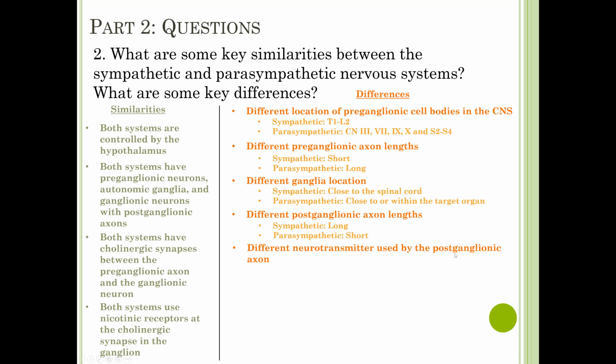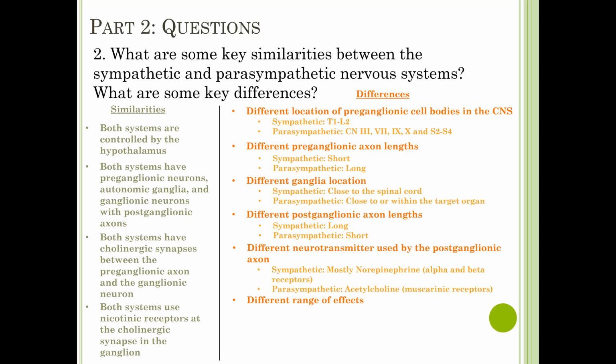Different neurotransmitters are used by the postganglionic axon. So in the sympathetic division, it's mostly norepinephrine that's used at that second synapse, and norepinephrine is going to bind to alpha and beta receptors. And in the parasympathetic division, it is acetylcholine used at that second synapse, but this time it's binding to muscarinic receptors.